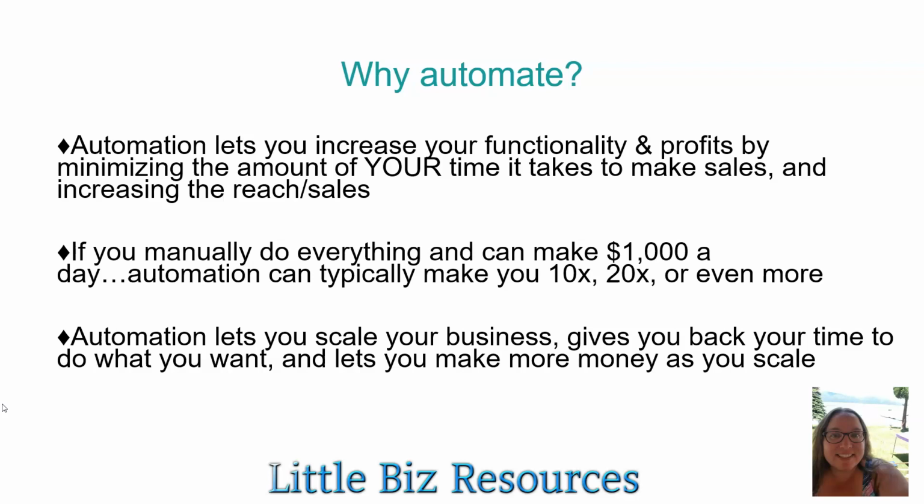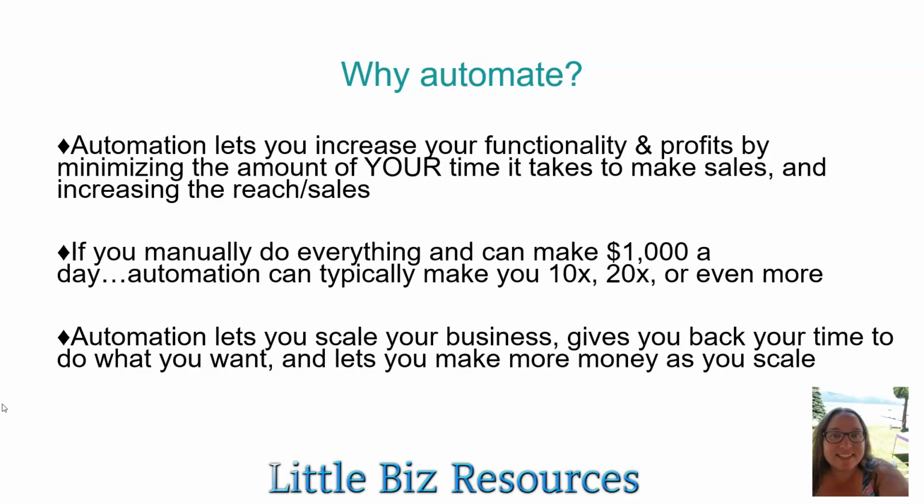If you're manually doing everything, and let's just say filling orders, you can make $1,000 a day because you can only do so many orders in a day before you run out of time, right? Now, if you were to automate the process, you can typically make 10 times, 20 times, or even more than whatever your maximum is in a day, simply because you can do more, right? We have to run some math on that, but for the most part, if you are manually doing everything, you're going to max out. And the same thing with marketing.